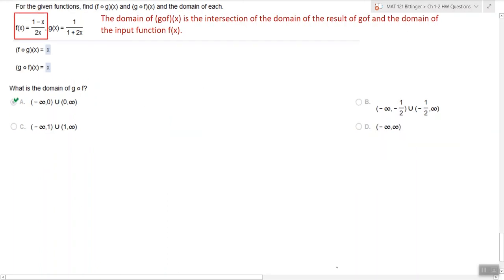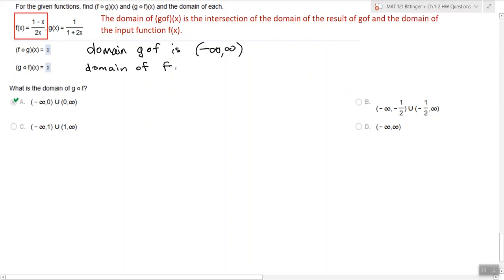Now we want to find the domain of g composed with f. So we have to find the domain of the result of g composed with f and find the intersection of that with the domain of the input function, which in this case is f. So the domain of g composed with f is just all real numbers, isn't it? Since g composed with f is just x. So really what we have to do is we've got to find the domain of f.